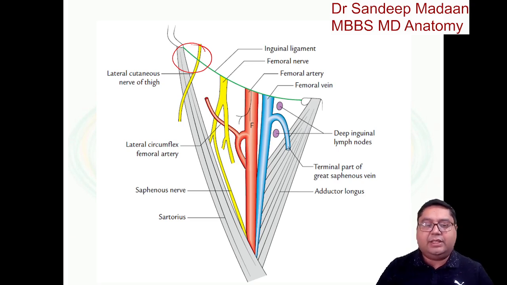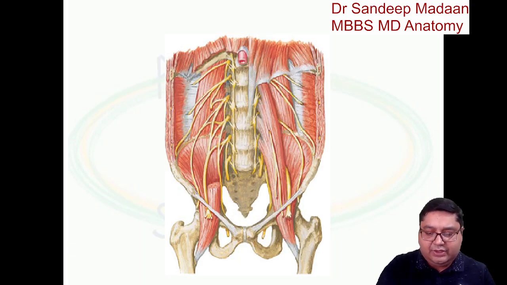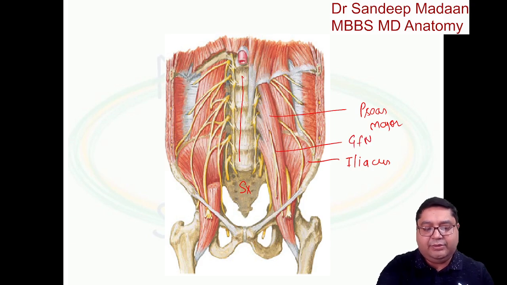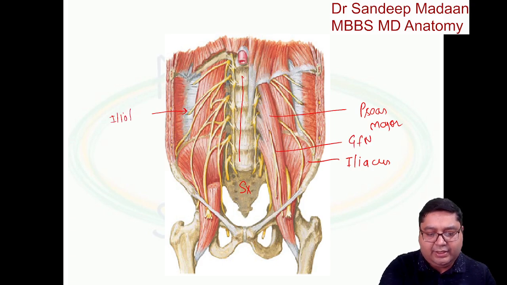So let us quickly look at the nerves of the lumbar plexus. What are the branches? So here we can see these structures. This is the iliacus muscle, and here you can see the sacrum. These are the lumbar vertebrae. By the side of lumbar vertebrae, this muscle is the psoas major, which gets pierced by the genitofemoral nerve. We have this nerve over here. This is iliohypogastric. And this nerve over here is ilioinguinal.